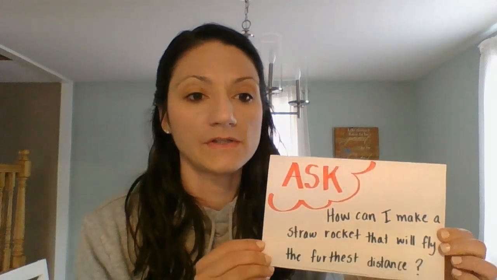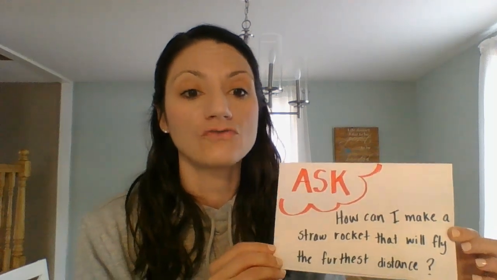So the first step in the engineering design process is to ask a question or state a problem that you want to solve. So our question for today is, how can I make a straw rocket that will fly the furthest distance?